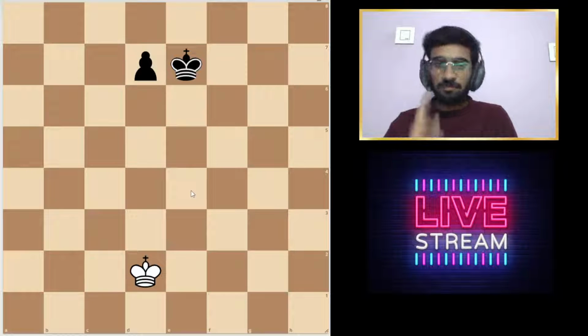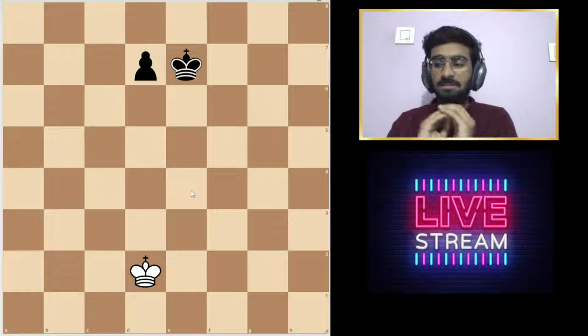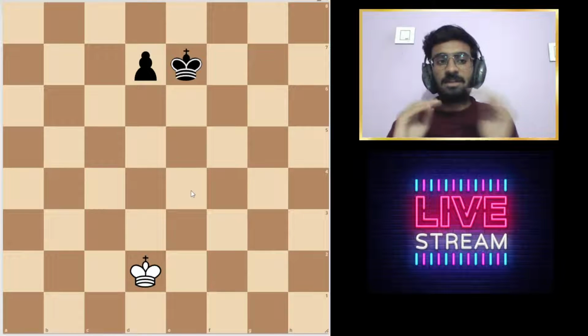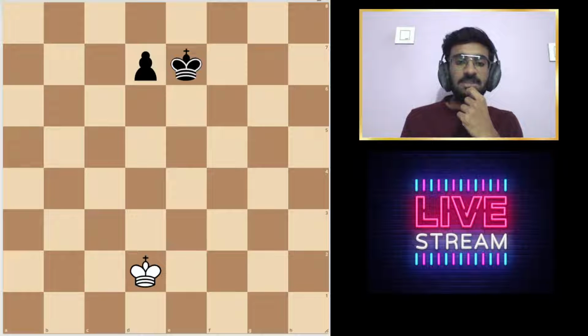Actually, there are two moves that can draw the game. But the simplest one, which is it? Not complicating the game anymore and just winning by simple means. What is that move? White to play using the concept of long opposition.